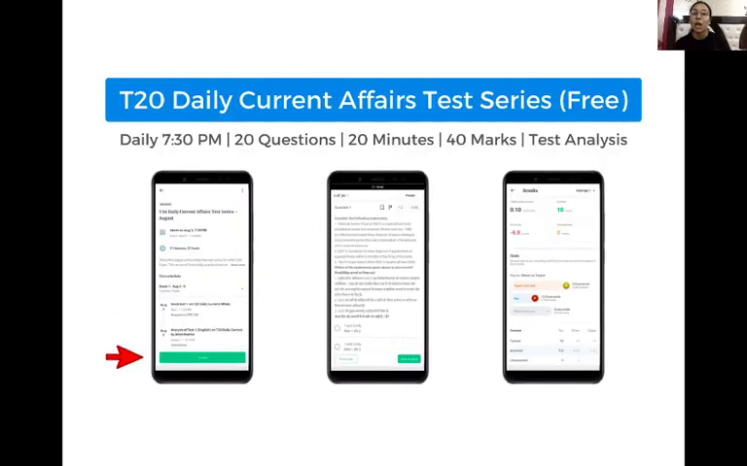Also, there is this T20 daily current affairs test series which is for free. It happens daily at 7:30 p.m. There are 20 questions for 20 minutes. It's of 40 marks, and test analysis is given at the end of every test. So this is for updating your current affairs knowledge on a daily basis. I hope you can spare 20 minutes on your current affairs daily. So you can attempt this daily at 7:30 p.m.